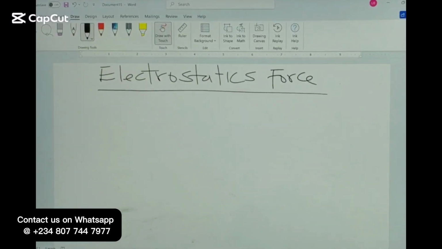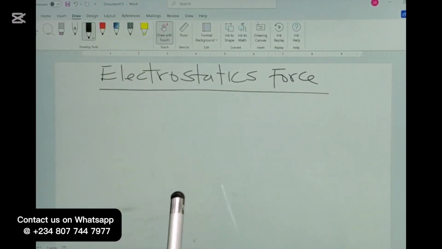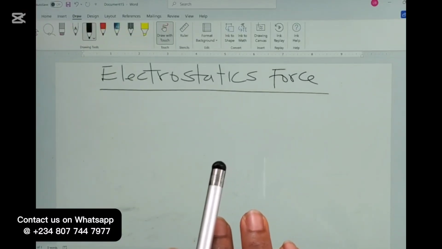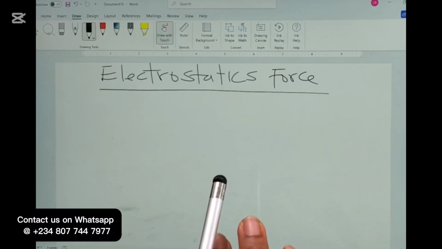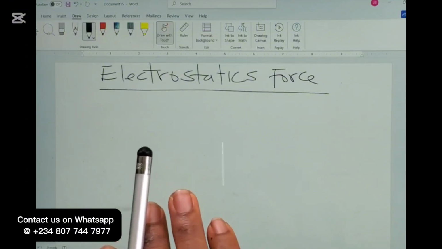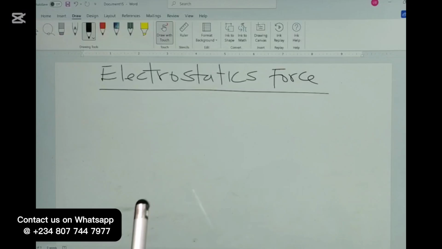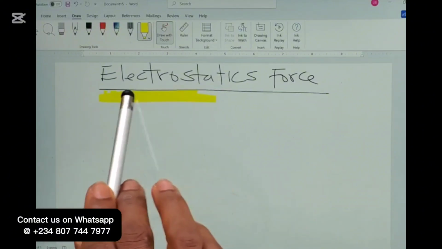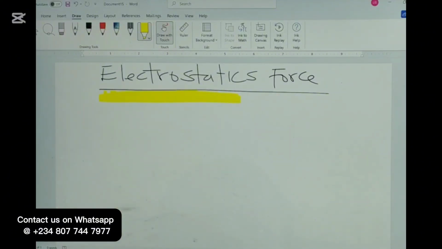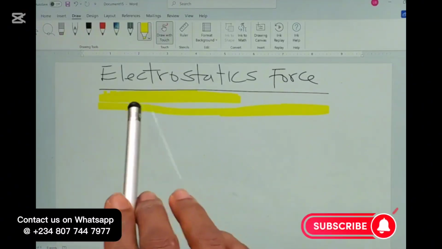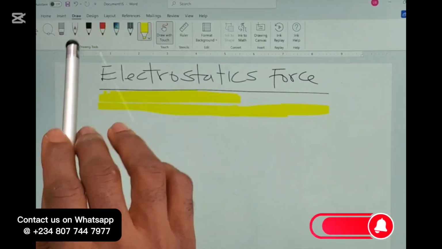Alright, in this video, I'm privileged to take us on electrostatic force, that is the definition and the calculation, and also some possible exam questions on electrostatic force. But before we start some of the calculation here, let's try to know what electrostatics is said to be, before we know electrostatic force.